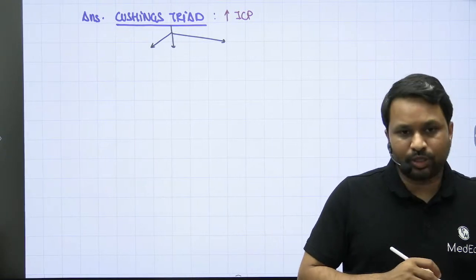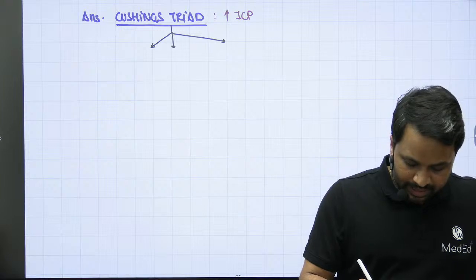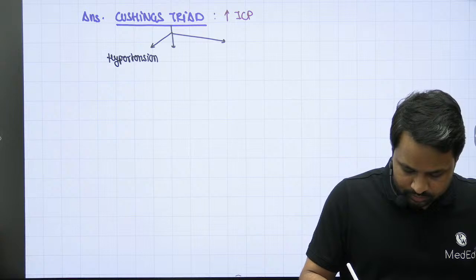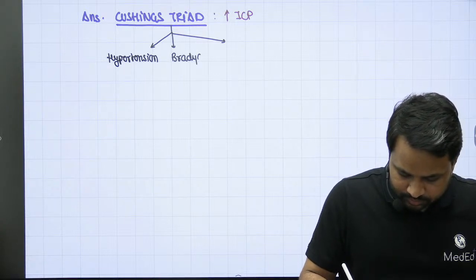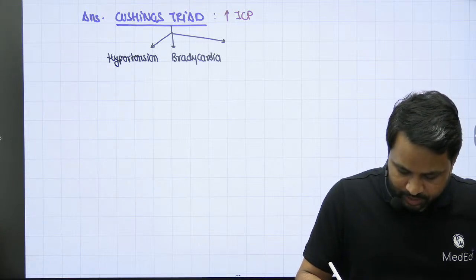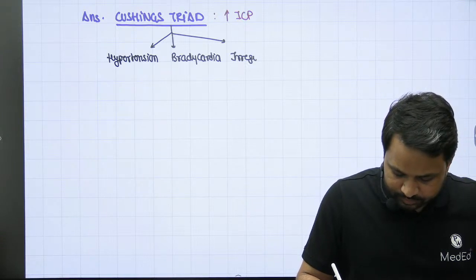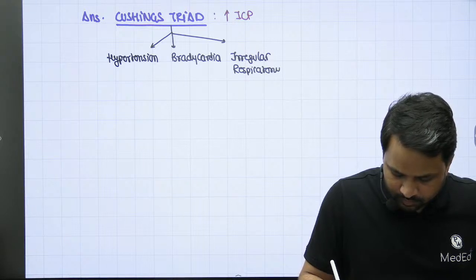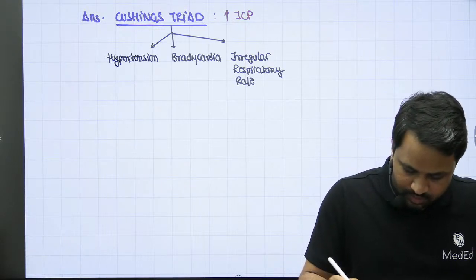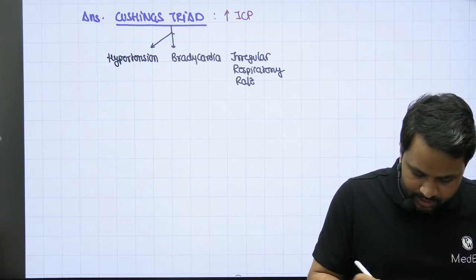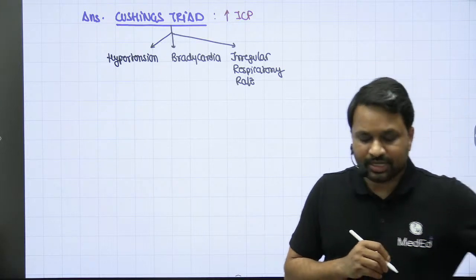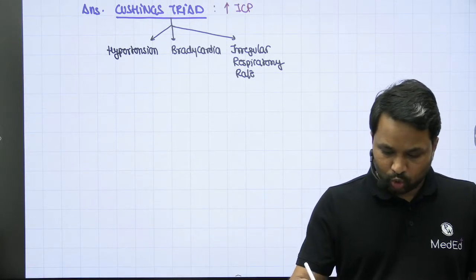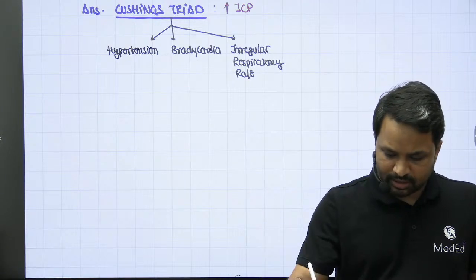Number one, you will notice in Cushing's triad that it will be associated with hypertension, bradycardia, and irregular respiratory rate. So hypertension, bradycardia with irregular respiratory rate is what we call Cushing's triad. Let's understand why it happens so. Cushing's triad occurs in raised ICT, so we need to understand a basic concept behind it.